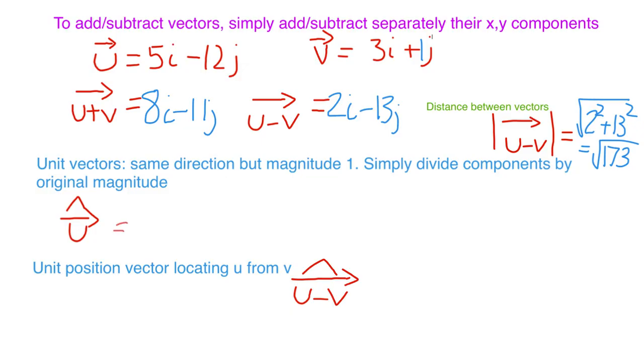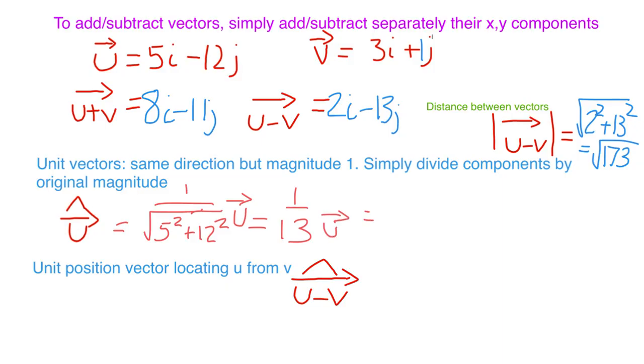So the magnitude of u is just the square root of 5 squared plus 12 squared. The magnitude of u is equal to 13. You can just use your calculator for that. So if I want to find a unit vector that goes in the same direction as u, all I need to do is divide by this magnitude. So what I can do equivalently is times 1 over the magnitude by u. So 1 over 13 times u.